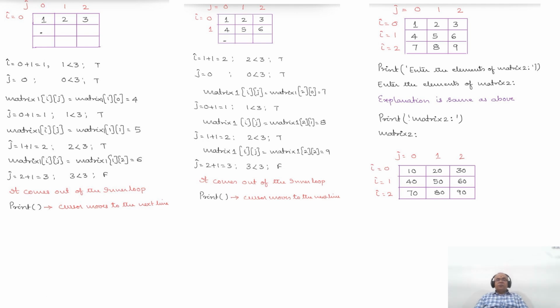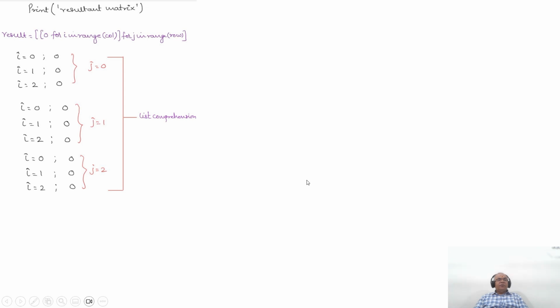Instead of matrix 1, you will get only matrix 2. All other things will remain the same. So what will be the final output of matrix 2? The final output of matrix 2 is 10, 20, 30, 40, 50, 60, 70, 80, 90. Once you do that, now we go for the print resultant matrix.